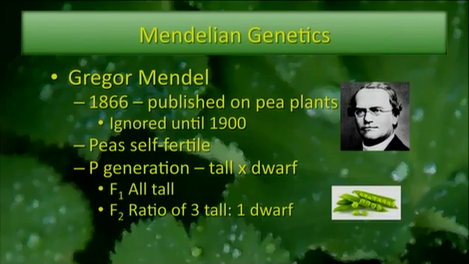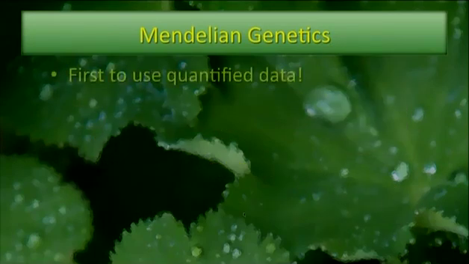So the dwarf would be what you would call the recessive trait, and the tall would be what you would call the dominant trait in Mendelian genetics. You notice this ratio of 3 tall to 1 dwarf. This is important. He was the first to use quantified data. That means he actually counted the results of his crosses. He was the first to actually do that. So it was probably due to a lot of his work in mathematics.